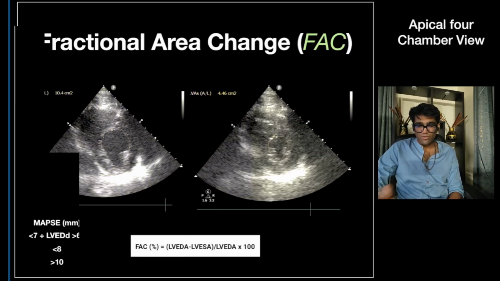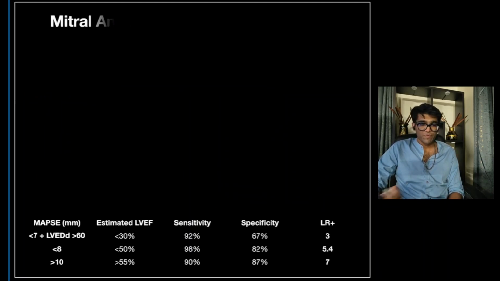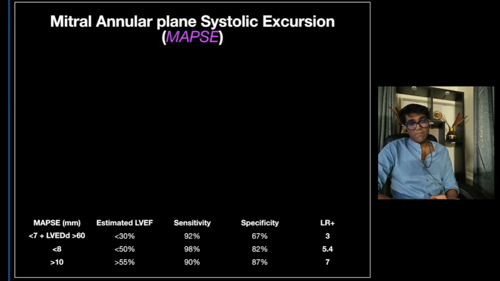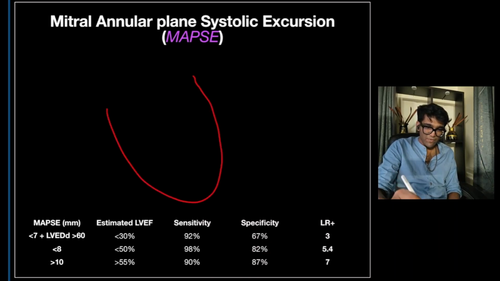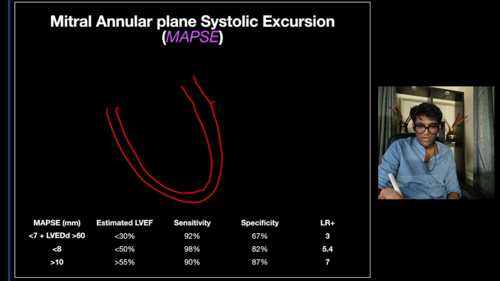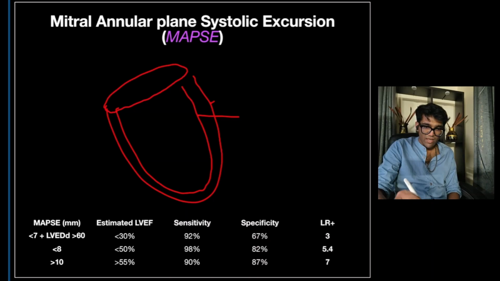Okay, so this will be measured in the apical four chamber. The next thing that we talk about is the mitral annular plane systolic excursion. It sounds very fancy, but it's actually a very simple thing. So this is your LV. This is the subepicardial myocardium, and this is the subendocardial myocardium, and this entire myocardium is actually attached to the annulus of the mitral. So this is the annulus.